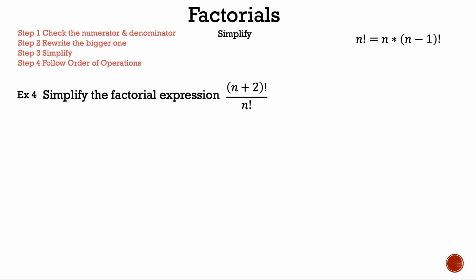Let's read the question. Simplify the factorial expression, the quantity of n plus 2 factorial over n factorial. Let's rewrite the factorial expression so we can show our work. We need to use definition 2 to break down the quantity of n plus 2 factorial until we have n factorial in the numerator. So let's subtract 1 from n plus 2, which is n plus 1.